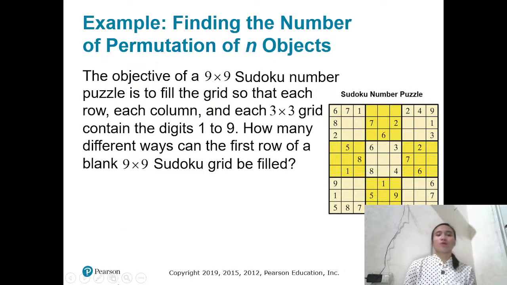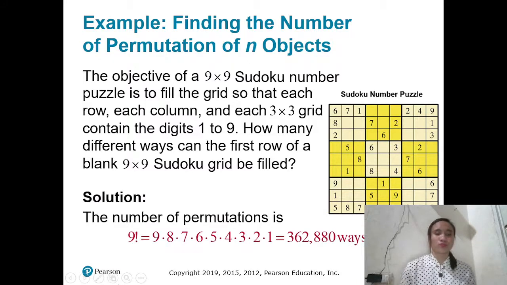Example: the objective of a 9 times 9 Sudoku number puzzle is to fill the grid so that each row, each column, and each 3 times 3 grid contains the digits 1 to 9. How many different ways can the first row of a blank 9 times 9 Sudoku grid be filled? Solution: the number of permutations is 9 factorial, which is equal to 9 times 8 times 7 times 6 times 5 times 4 times 3 times 2 times 1, which is equal to 362,880 ways.